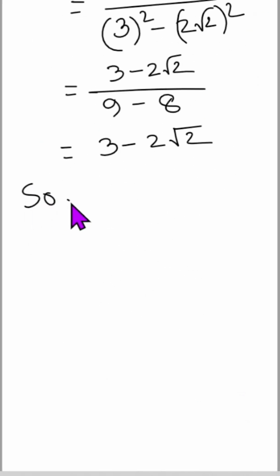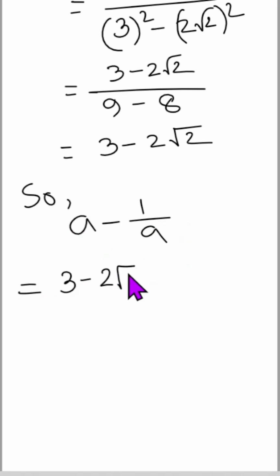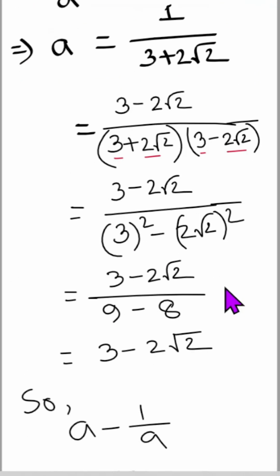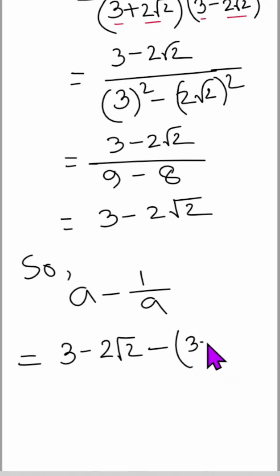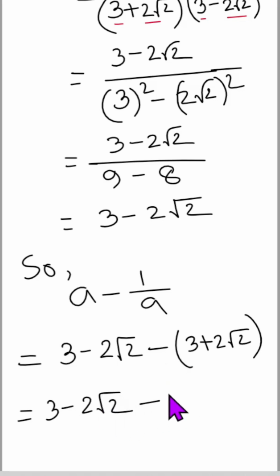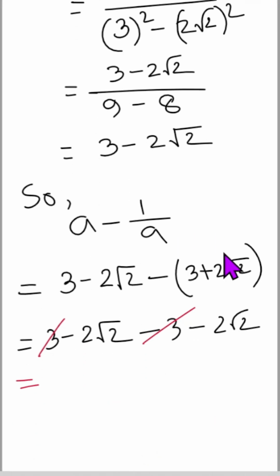Now our target is a minus 1 by a. So a minus 1 by a, we can write a means 3 minus 2 root 2, then minus 1 by a, already given, which is 3 plus 2 root 2. So we can write minus 3 plus 2 root 2. Now look, here is 3 minus 2 root 2, and it's minus 3, and plus and minus gives minus 2 root 2. Now 3 and minus 3 are out, and here is minus 2 root 2 and minus 2 root 2. So we can write minus 4 root 2.